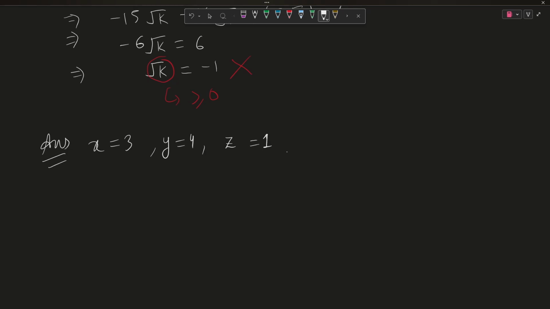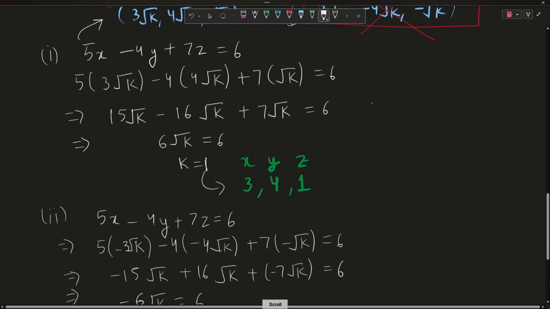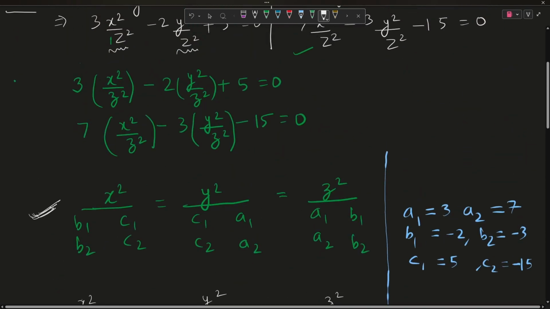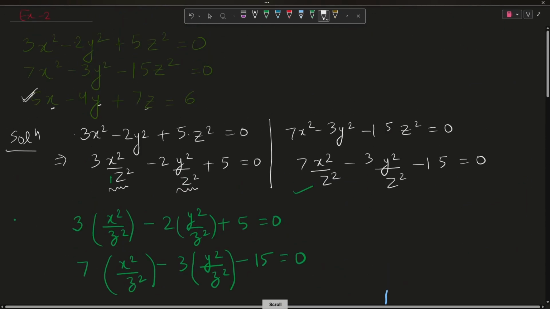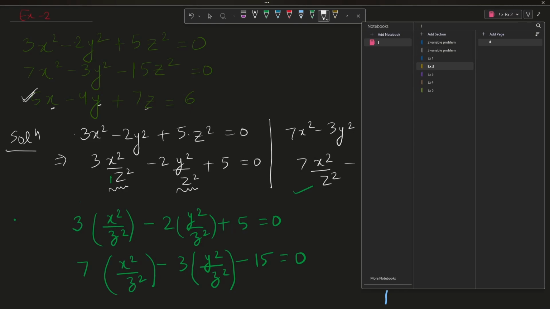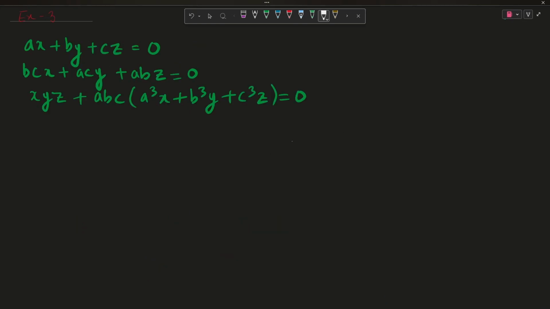Now, this is kind of an easy problem, the kind we have already practiced in the previous video. Let's continue with another interesting problem. We are given ax. Let me zoom it.